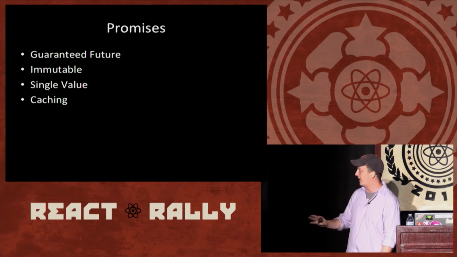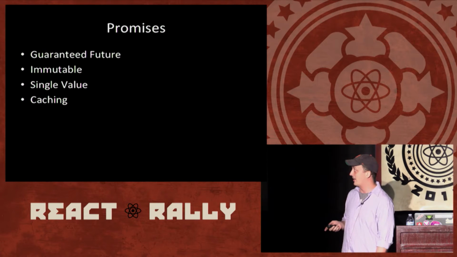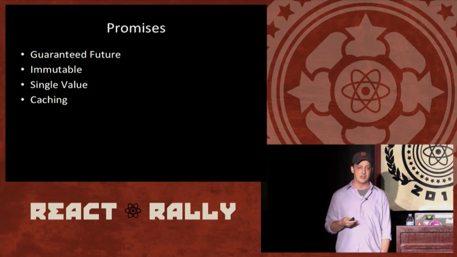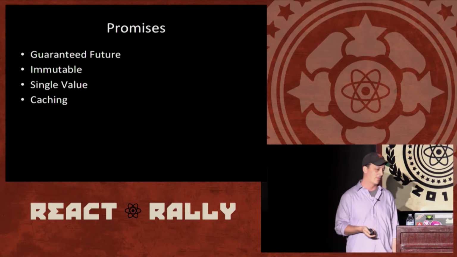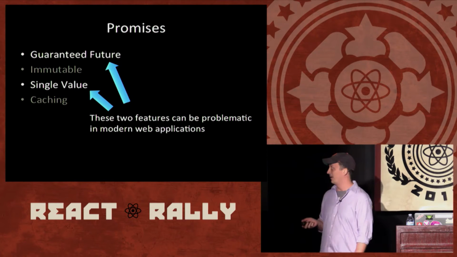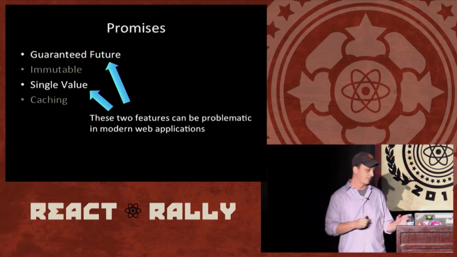It's not going to change. Some other process isn't going to change it on you while you're waiting for it. It's a single value, and it caches. So I actually really like that promises are a guaranteed future. I think that's a powerful feature of promises. But these two things are actually problematic in modern web applications: guaranteed future and a single value.